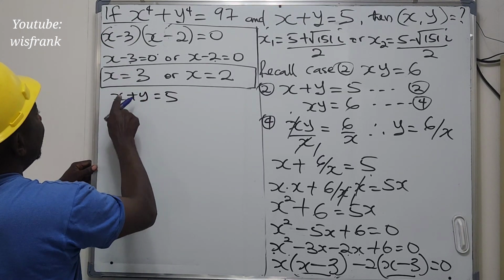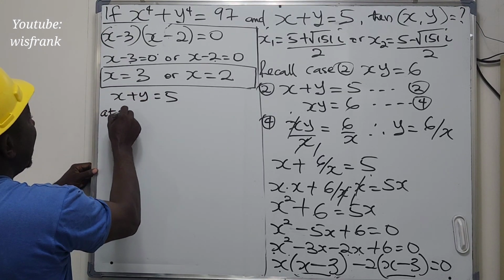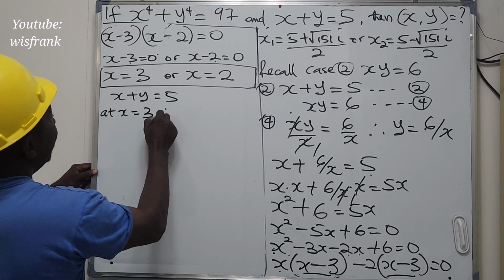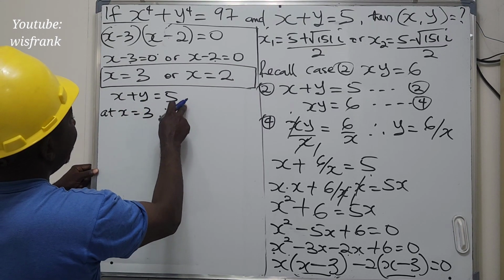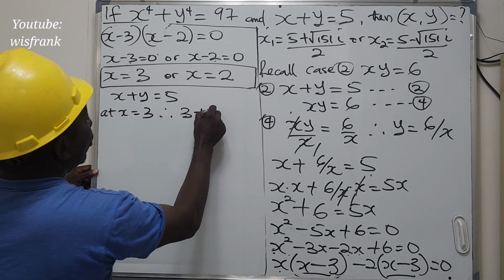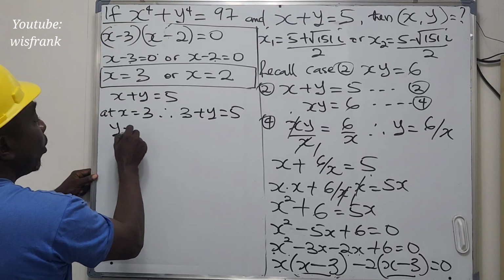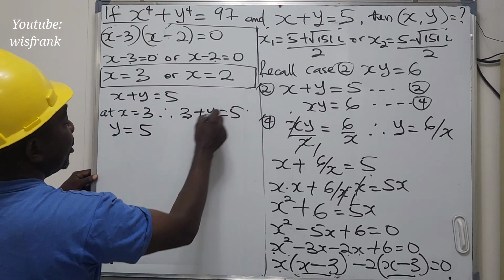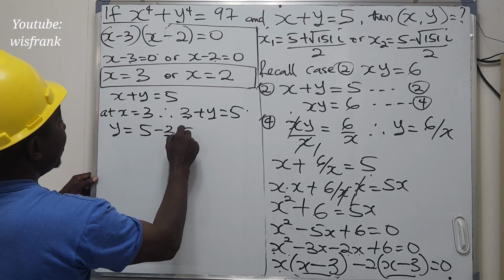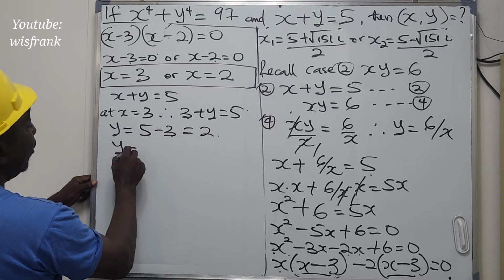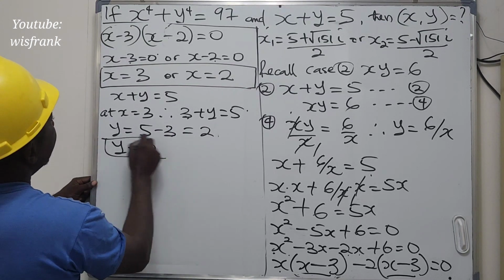Then for this value, say at x equals 3, x plus y will become 5. So here it will become 3 plus y equals 5. Therefore, the value of y here will be equal to 5, when 3 transposes to the other side, minus 3, which is equal to 2. Therefore, our value of y equals 2 for this first one.